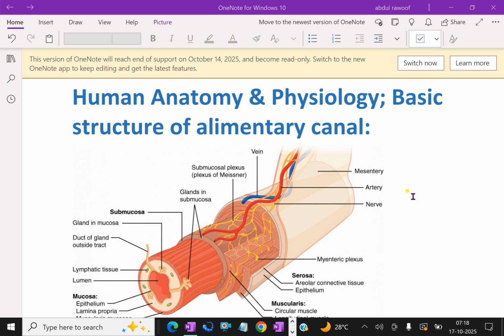The walls of the alimentary tract are formed by four layers of tissues: adventitia or serosa, the outer covering, muscle layer, and submucosa and mucosa lining. Muscle layer, with some exemptions.